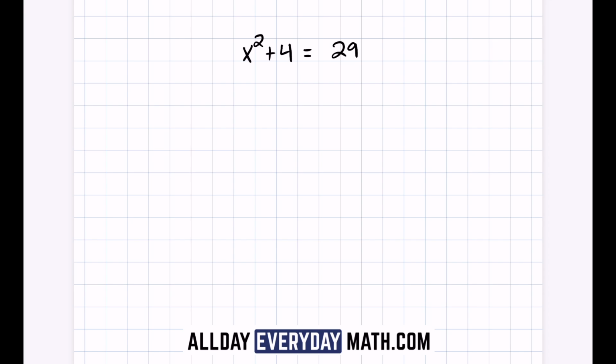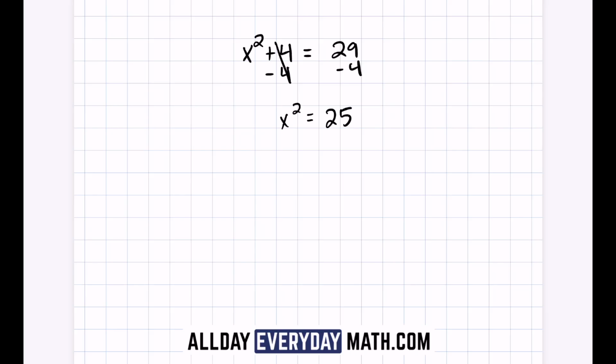So we have the quadratic equation x squared plus 4 equals 29, and we want to find the solution or solutions to this equation. So the first thing we're going to do is get our x squared term by itself by subtracting 4 from both sides. So our 4's will cancel and leave us with x squared is equal to 29 minus 4, which is 25.